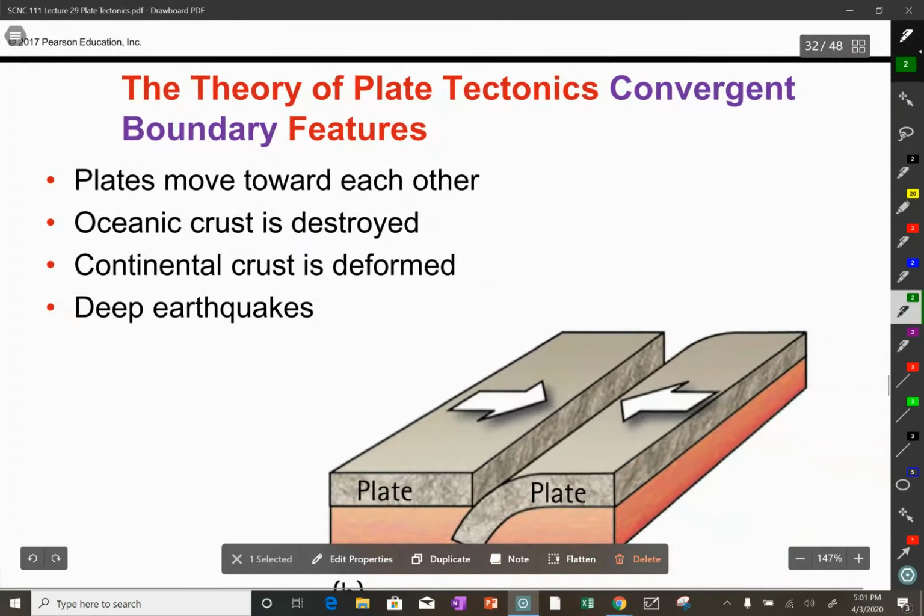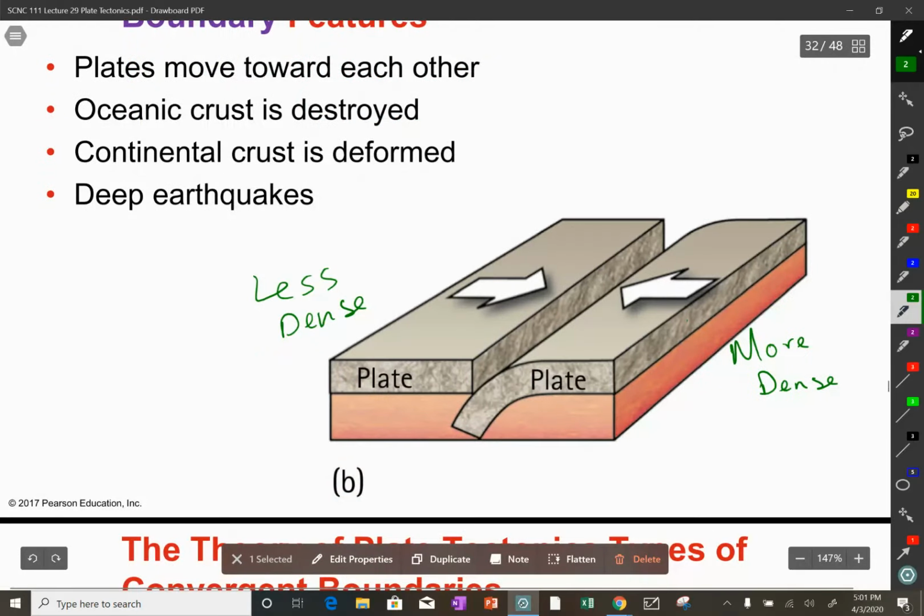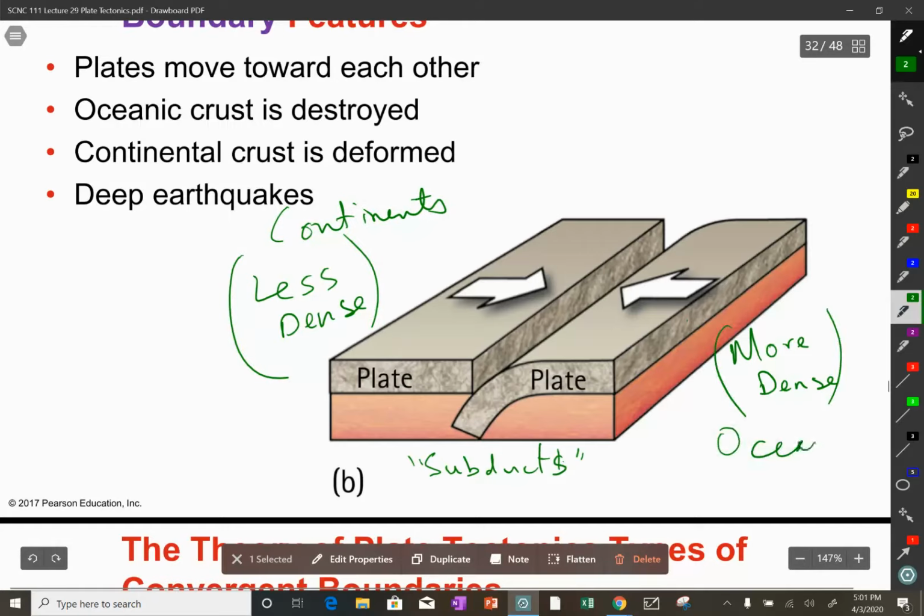Okay, here is a convergent boundary. This is the more dense material. This is the less dense material. And the more dense material slides under, or subducts, under the less dense material. The less dense material is the kind of stuff that continents are made of. The more dense material is the kind of stuff that ocean floors are made of.